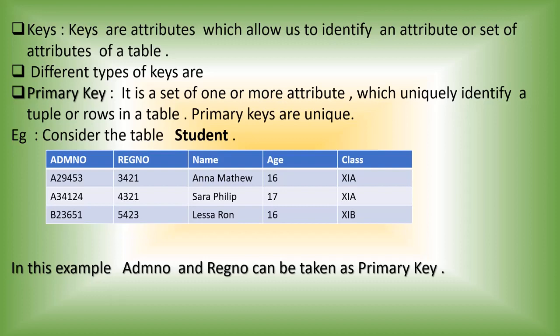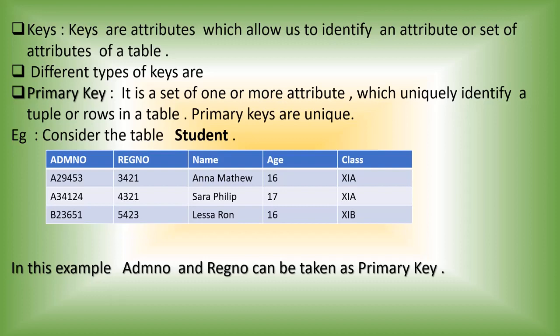See the name, primary key. Primary key means it is an attribute or set of attributes which uniquely identify the tuples of a relation. It may be a single attribute or a combination of attributes which uniquely identify the tuples of a relation. See that example.